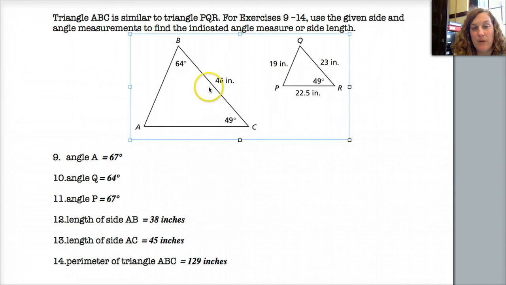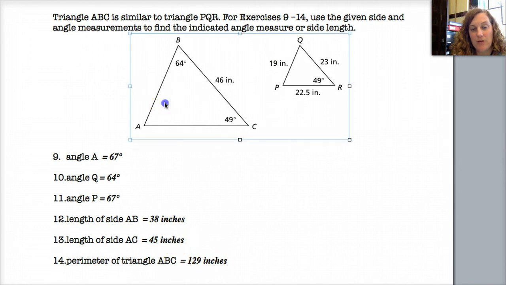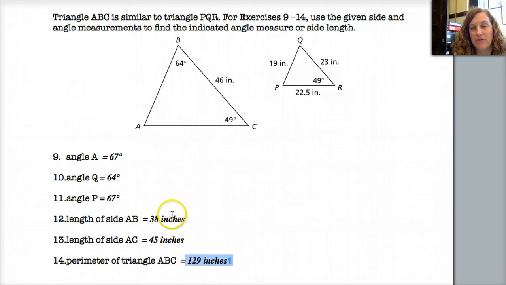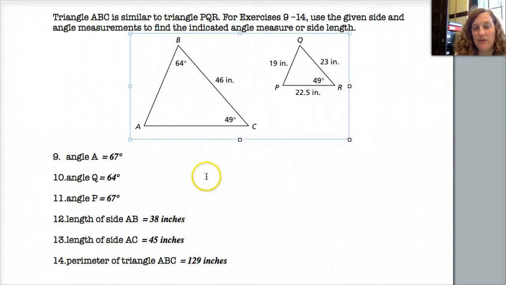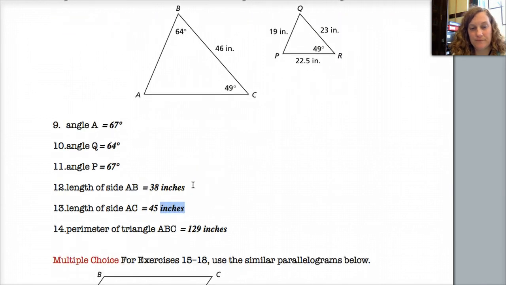Length of AB, if we had 19 and we double it, we get 38. Length AC, if we have 22.5 and we double it, we get 45. And to get the perimeter of the larger triangle, ABC, you just add them all up and get 129. You could have also added up the smaller one and doubled it, either way. So there are the values: 67 degrees, 64 degrees, 67 degrees, 38 inches, 45 inches, and 129 inches.